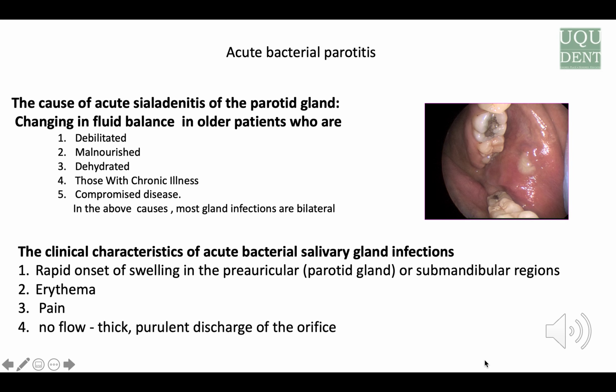The clinical characteristics of this acute bacterial salivary gland infection: because it's acute, it should have a rapid onset in each of the salivary glands. It also has erythema and pain, and when you apply gentle massage or a little pressure, you will have no salivary flow, or you have a thick purulent discharge from the orifice, as you can see in the picture.